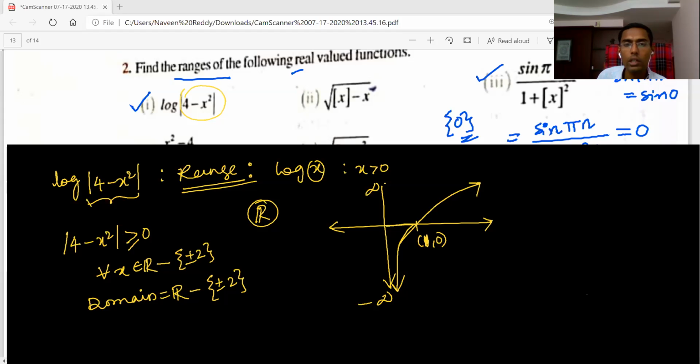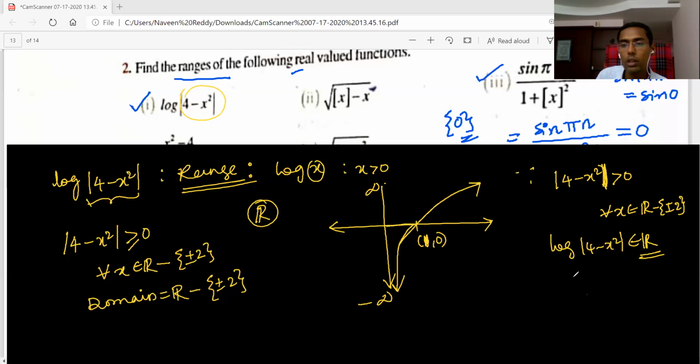So how do you write this range? Since 4 minus x square is greater than 0 for all x belongs to R minus plus or minus 2, this is positive. Therefore, log of 4 minus x square belongs to R. So the range is all real numbers. Good question. Okay, next. Any other doubts?